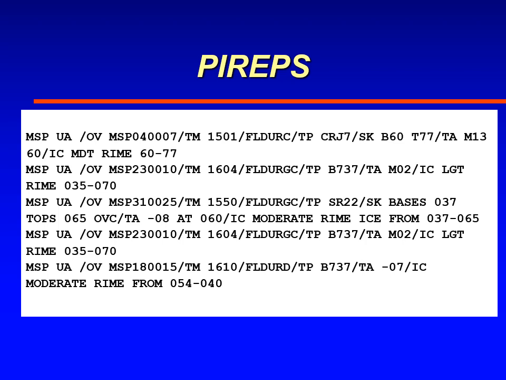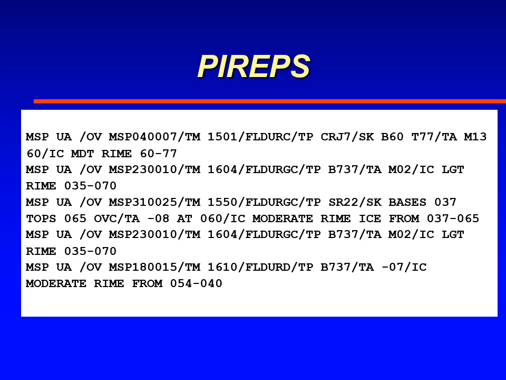And they're reporting moderate rime between 6,000 feet and 7,700. The second one during climb, a Boeing 737, temperature of minus 2, reporting light rime from 3,500 to 7,000. The third one indicating during climb an SR-22 with bases at 3,700, tops at 6,500, and then overcast above that, with a temperature of minus 8 at 6,000 feet. They're reporting moderate rime from 3,700 to 6,500.